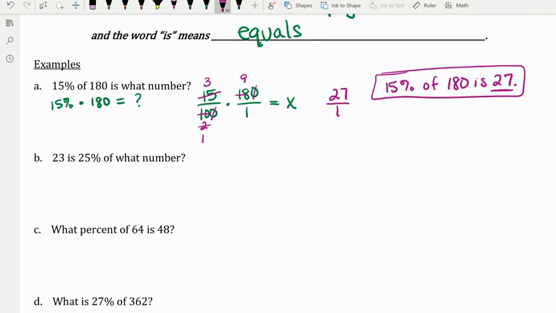Sometimes the words will be jumbled around in different directions. So again, just kind of translate it into an equation before you start trying to figure it out.